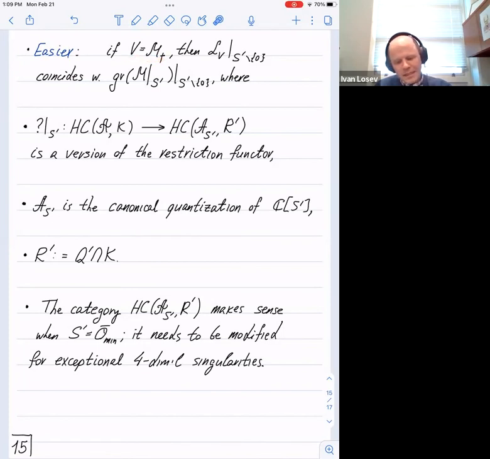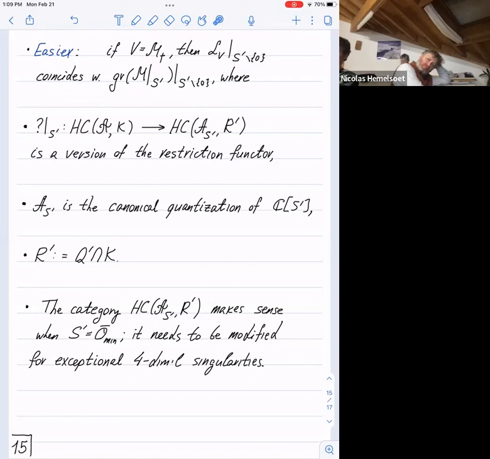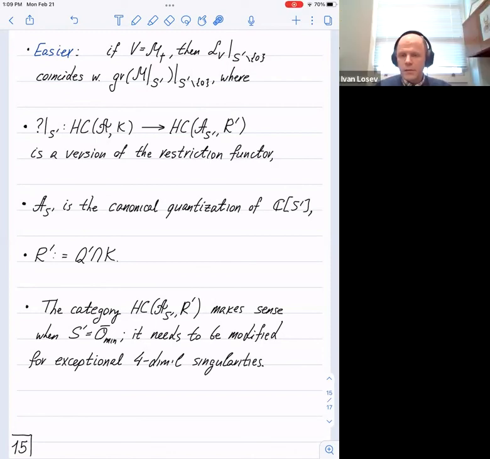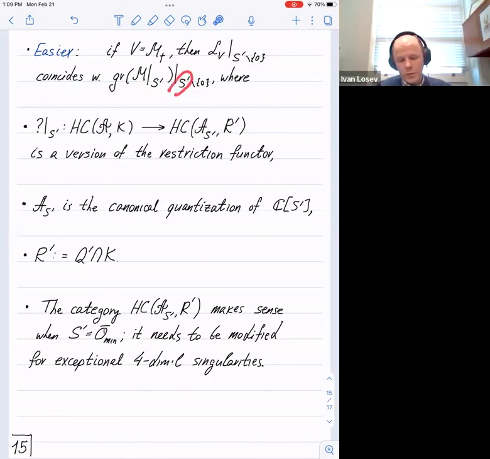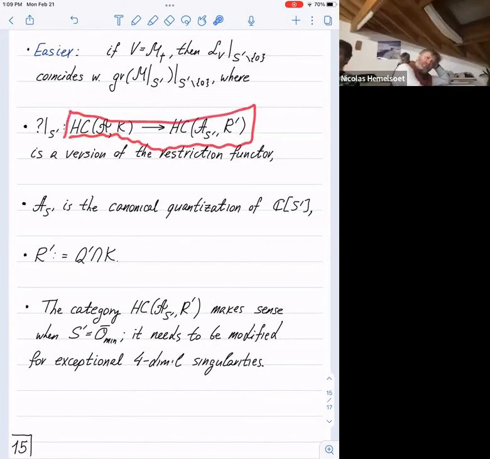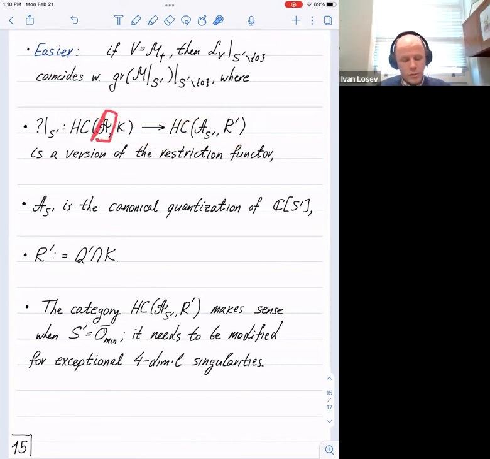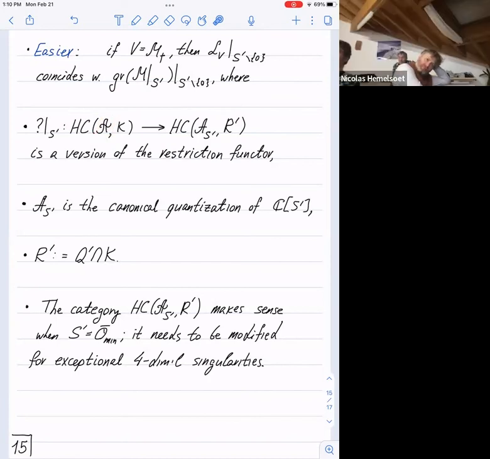then the restriction of L_V to the complement of 0 in the dimension 4 slice, that's going to be a quantization of a local system on a Lagrangian in that slice, actually coincides with the associated graded of a certain Harish-Chandra module restricted to this locus. So the associated graded will live on S prime, then I can restrict it to the generic locus. And so what is this? This restriction to S prime is some version of a restriction functor. It goes from the category of Harish-Chandra modules over the original quantization to the category of modules over the slice quantization. Okay.